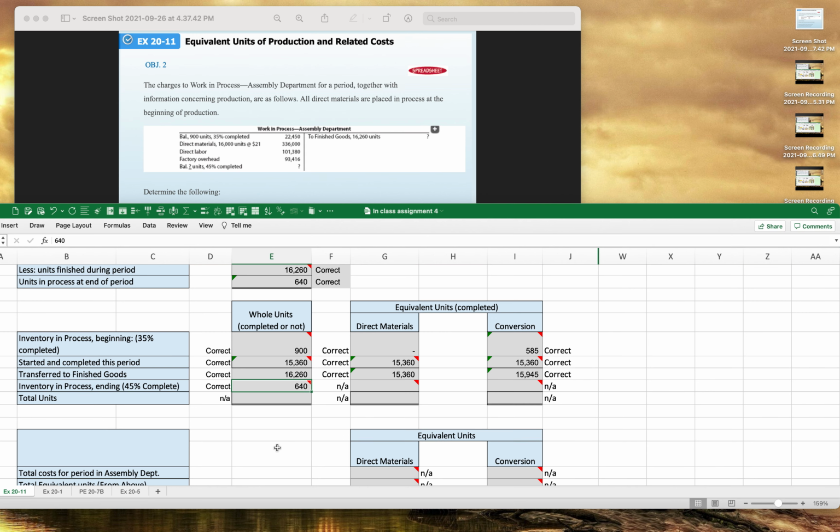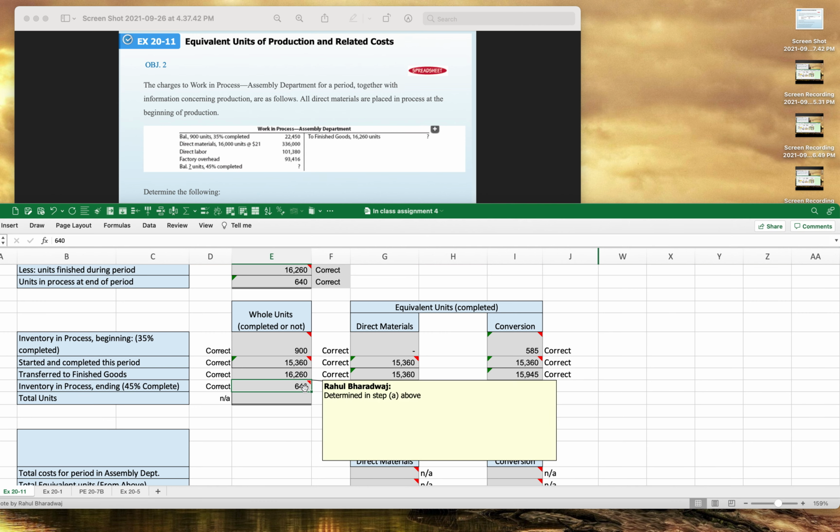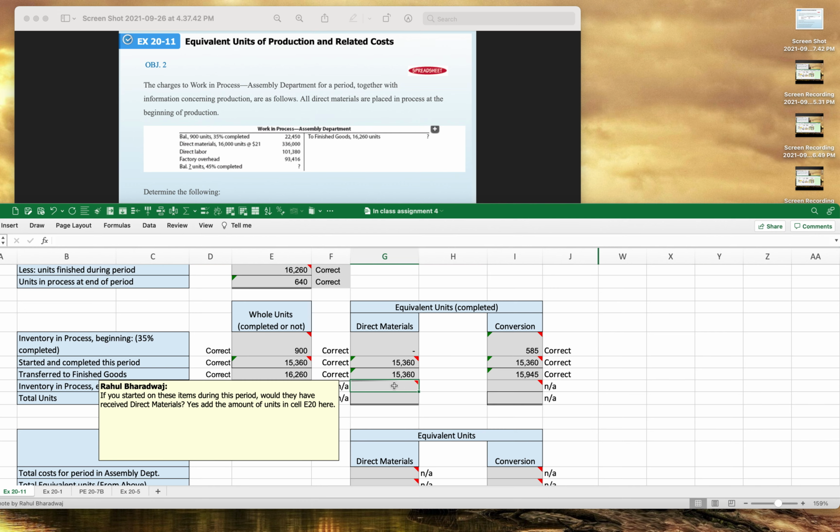Total units. Out of those 640 units, how much of them needed direct material? Well, if we started on these items during the period, would they have received direct material? And the answer is yes. They would have all received direct materials as we started them this period.